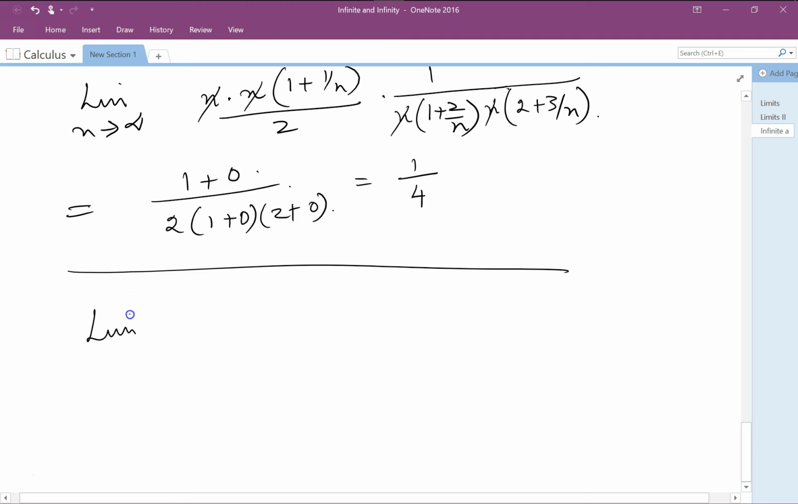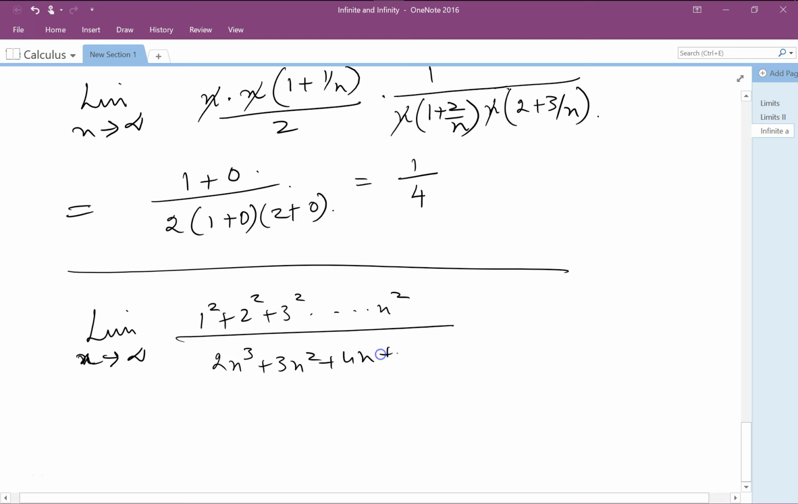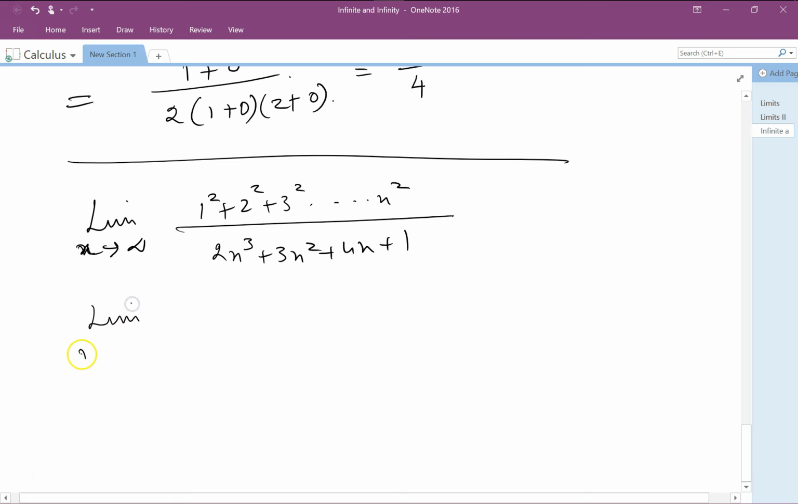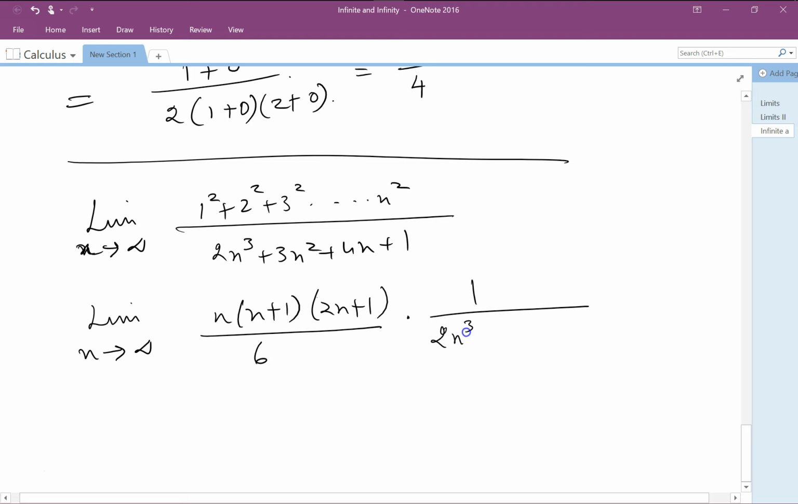So let's say limit as n approaches infinity of (1 square plus 2 square plus 3 square ... n square) by (2n cube plus 3n square plus 4n plus 1). Now you need to remember the formula for the sum of squares. So the formula is n into (n plus 1) into (2n plus 1) by 6. Okay, and this becomes 2n cube plus 3n square plus 4n. Let's just carry it.